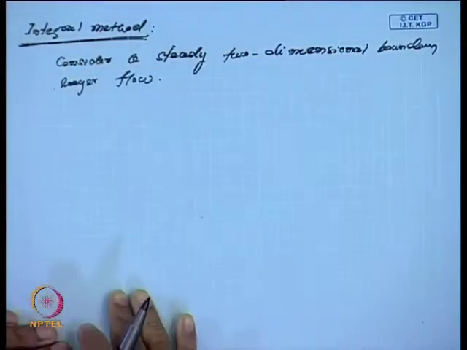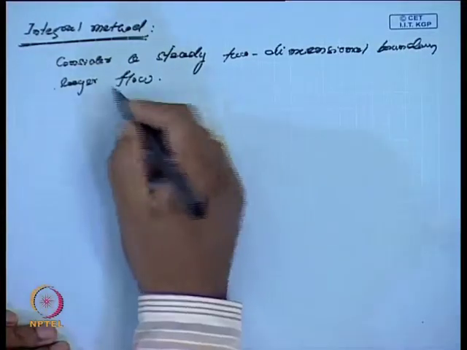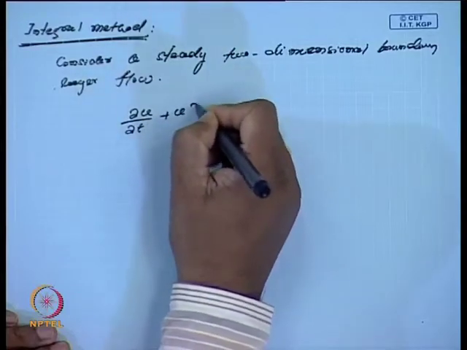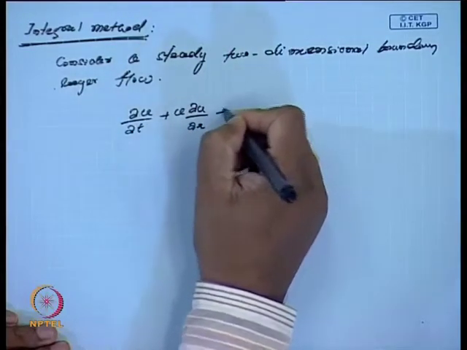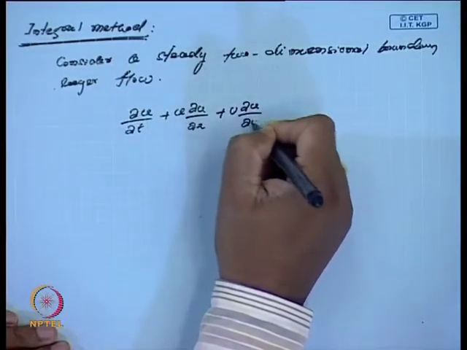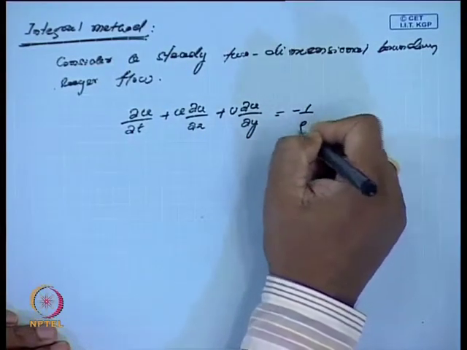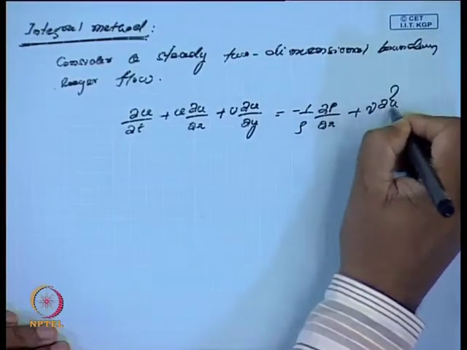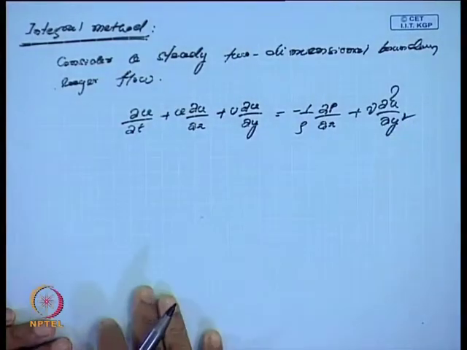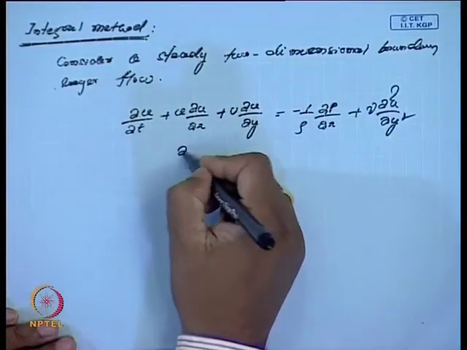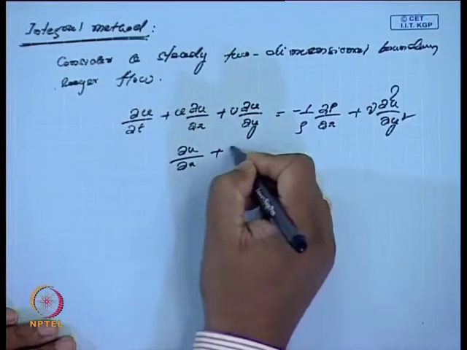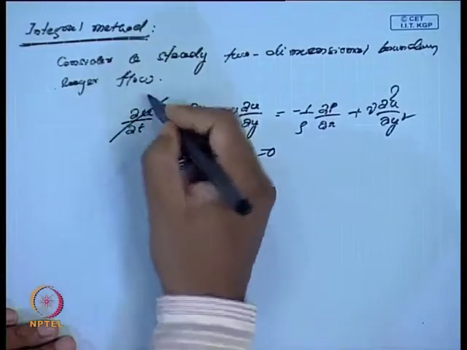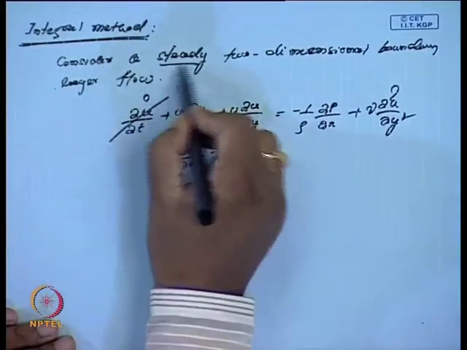What we are doing here, I assume the basic equation will be del u by del t plus u del u by del x plus v del u by del y, which is equal to minus 1 by rho del p by del x plus nu del square u by del y square. Then we have del u by del x plus del v by del y is 0. And this term is 0, since I am looking at a steady problem.